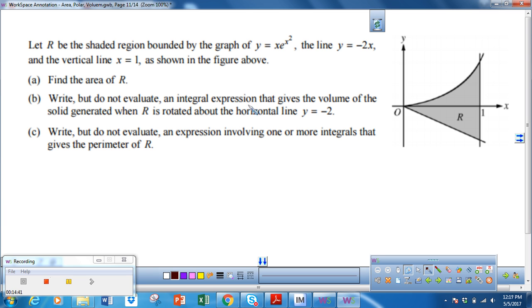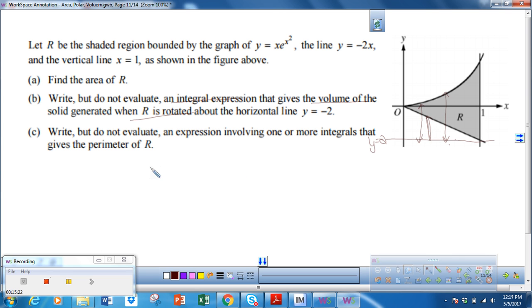Next, write an integral expression that gives the volume of the solid when it is rotated about the horizontal line y equals -2. Okay, because this is my axis of rotation and it is not flush with my area, I'm going to have to use the washer method. So it's going to be top curve minus the axis of rotation squared, minus bottom curve minus the axis of rotation squared, because it's outer radius minus inner radius. So my inner radius, I don't know why I drew that there, that's my inner radius.